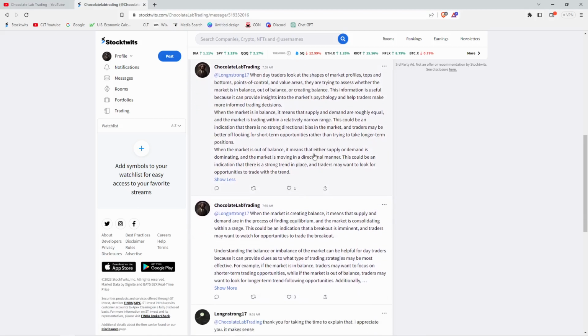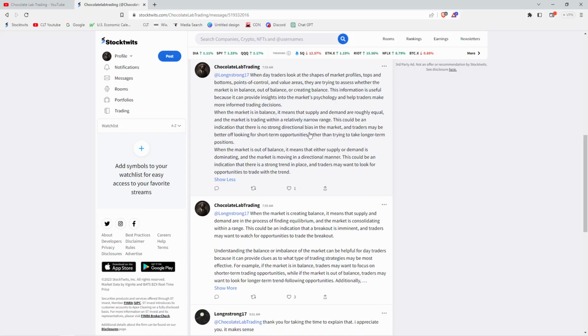So yeah, and again, let me read this first and then we'll go over it. So when day traders, since I am a day trader, look at shapes of market profiles, tops, bottoms, points of control, and value areas, they're trying to assess whether the market is in balance, out of balance, or creating balance. And now this all relates to today's point, not only a recap, but talking about whether patience is really that necessary in trading, or is that an excuse maybe that people use when they're not a good trader?